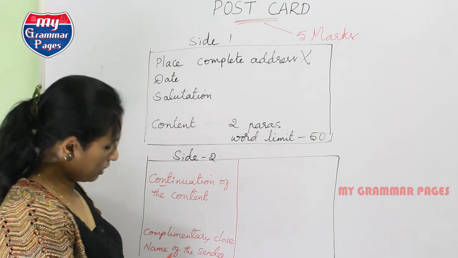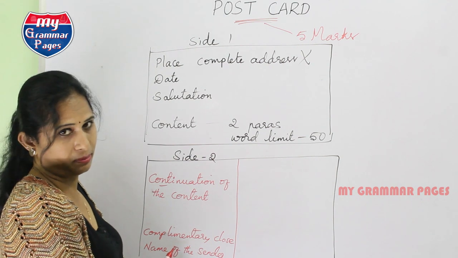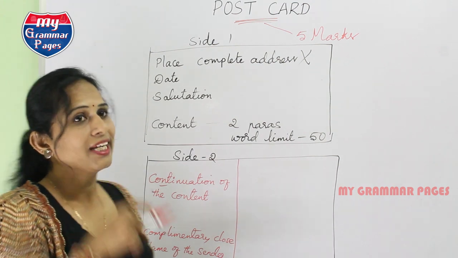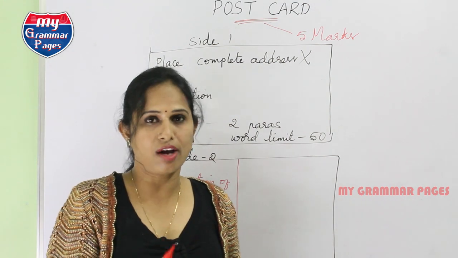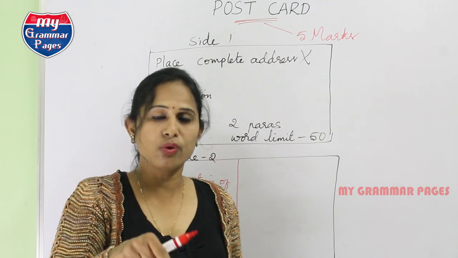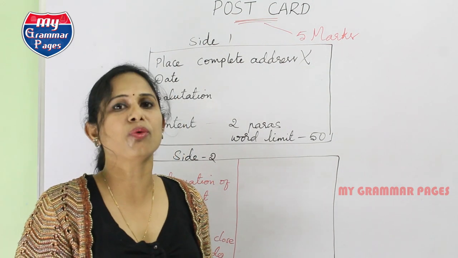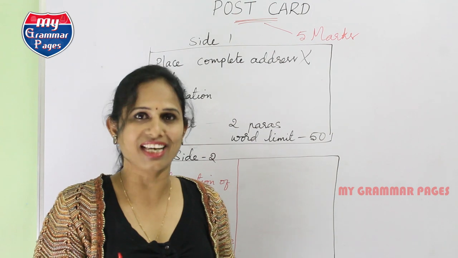You give the complimentary clause and write the name of the person. If you are writing, you have to write your own name. In the question paper, if the name of the sender is given, you have to imagine yourself that you are that particular person and you should write the name. If the name is not mentioned, you are supposed to write only XXX.